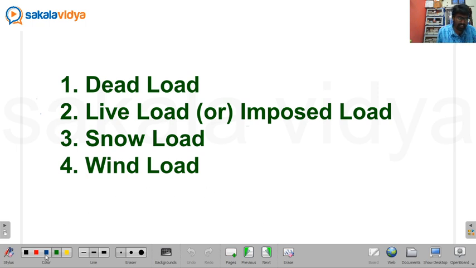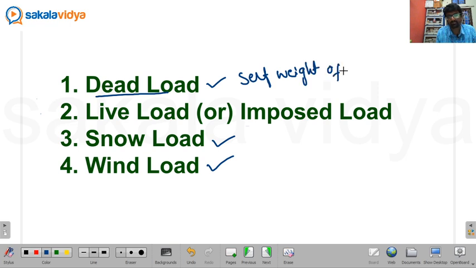In order to design any structure, the first load is dead load. Second one, live load or imposed load. Third one, snow load. Fourth, wind load. This dead load is also called the self-weight of the structure. So what are the different types of loads on a structure? Dead load, live load or imposed load, snow load, and the last one is wind load. Let us have a discussion on dead load.